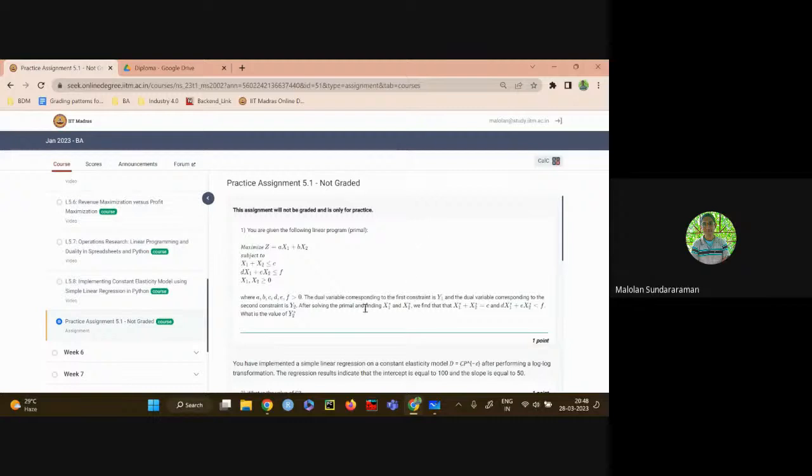So, corresponding to the first constraint is y1, sorry. For this, you don't have to do anything, but only look at this particular fact, and I'll tell you why. Okay.